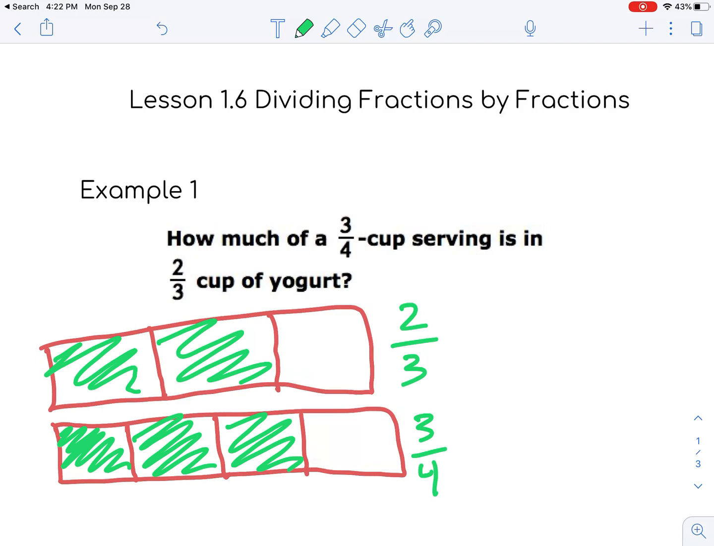So to figure this out, I need to do 2/3 divided by 3/4. What this is saying is I'm dividing or cutting up 2/3 cup of yogurt into 3/4 cup servings, and I need to figure out how much yogurt I'm going to have.